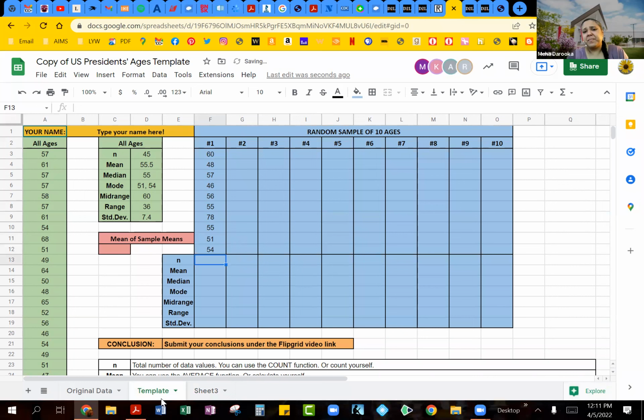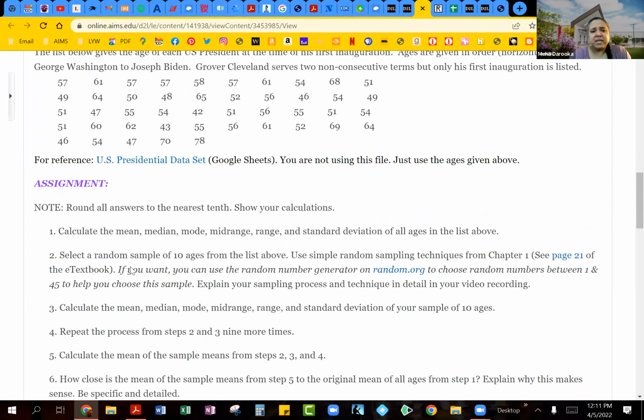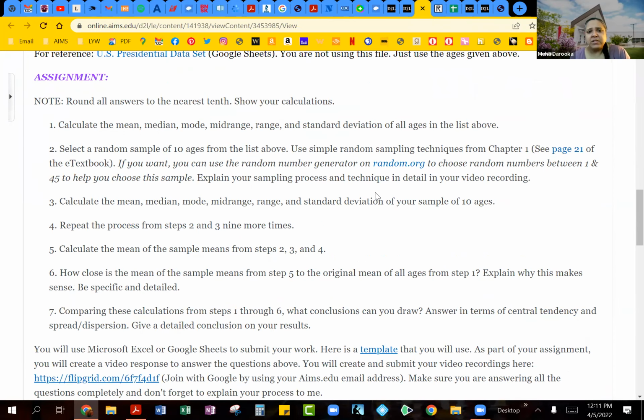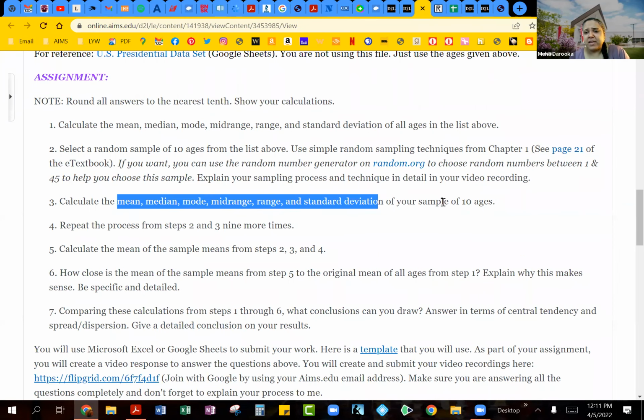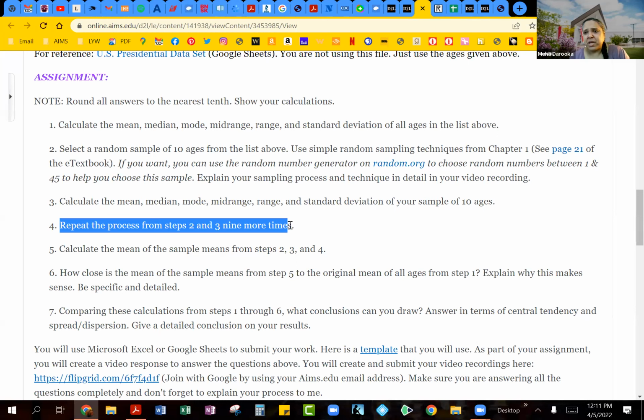So you have to repeat this 9 more times, because you're creating a random sample from the given ages over here, and you will be doing this 9 more times. You can see in the instructions here, I'm telling you to start out with a random sample of 10 ages. Once you have chosen your 10 samples, then you actually calculate mean, median, mode, mid-range, standard deviation for your sample. And then you repeat this process 9 more times. So that's why you're doing this a total of 10 times.